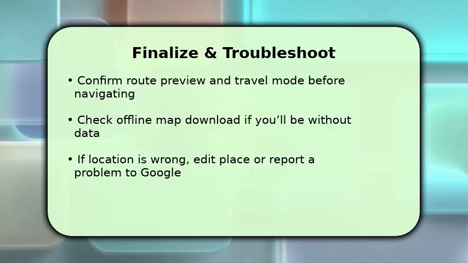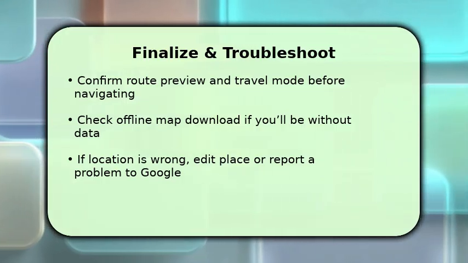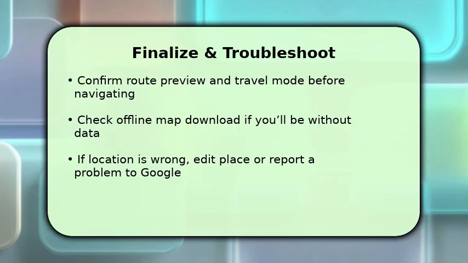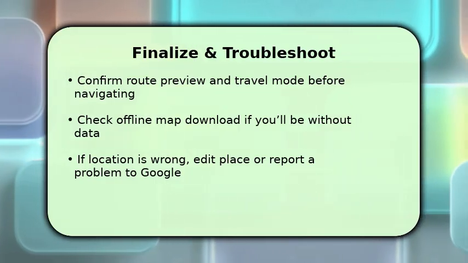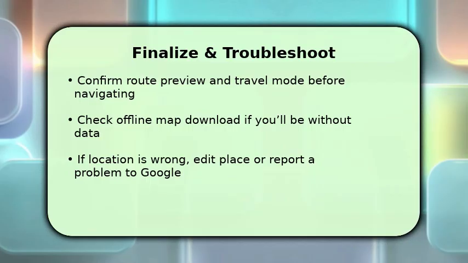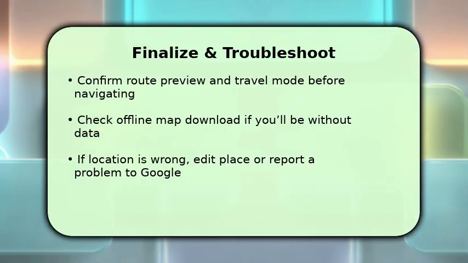If the location is inaccurate, you can move the pin, add a missing place, or report a problem to Google that corrects the map over time. One tip: toggle GPS off and on to quickly recalibrate if position seems stuck.